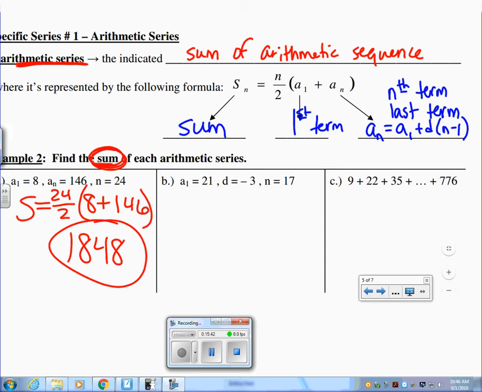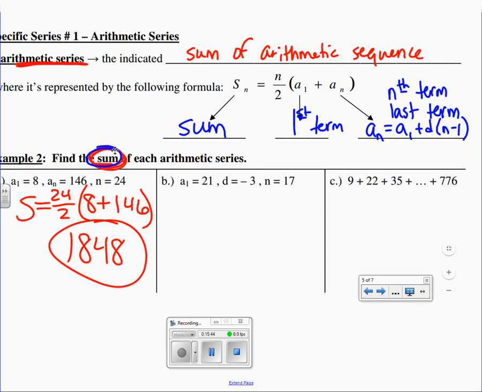Okay. For this next one, we're still finding the sum, so I'm still going to use the sum formula, the one in purple. So S equals, have they given us N? What is it? N is 17. Have they given us A1? What is it? 21. Have they given us A sub N? No. So I'm going to have to use yesterday's formula, the formula in black up here.